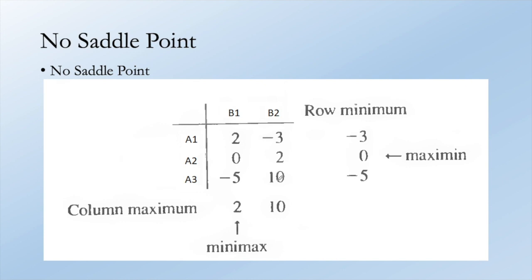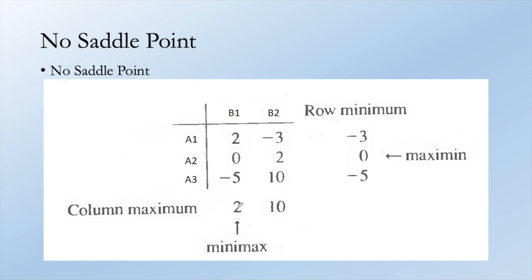As I told you, in all cases we cannot find saddle points. Like this is an example. If I find the minimum values, they are -3, 0, -5, and the maximum of all these is 0. Here the maximum values are 2, 10, and the minimum of these is 2. So here the maximin and minimax don't match. So we say that there is no saddle point. Then how to solve that particular game?